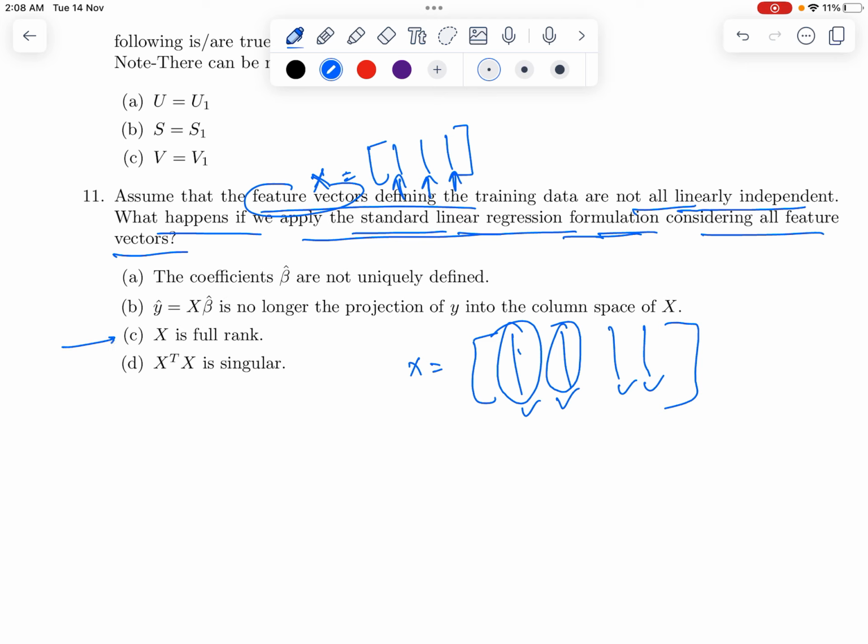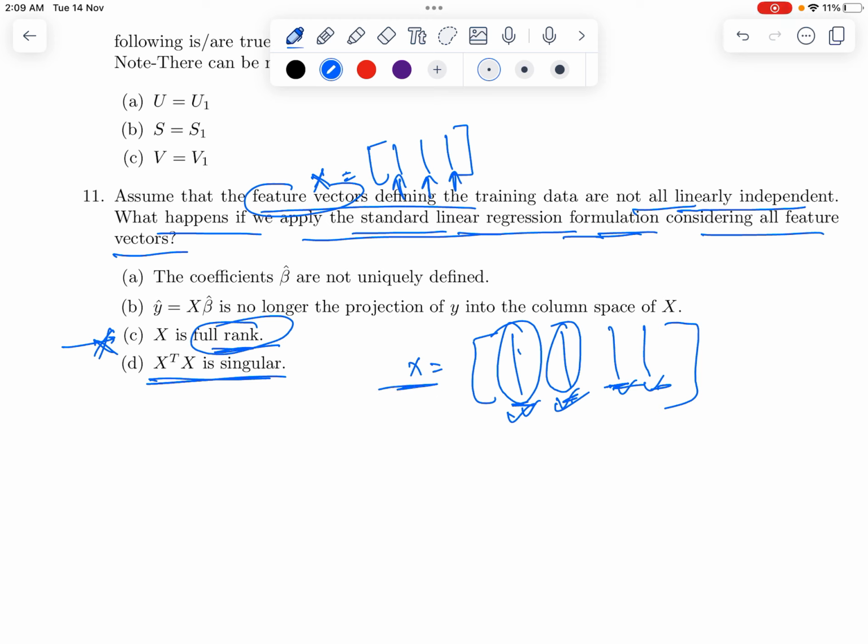Let's look at option C. X is full rank. No, you will not get a pivot in each column, that is definitely sure. If all the columns of this matrix were independent, then we would have got full rank. But according to the question, a few of the vectors depend on other columns, so we will never get full rank. So this is incorrect.